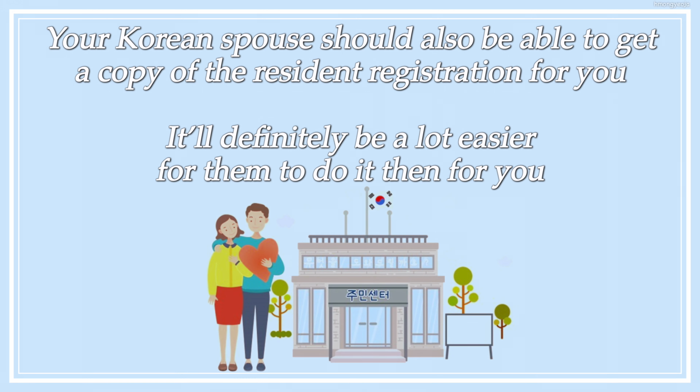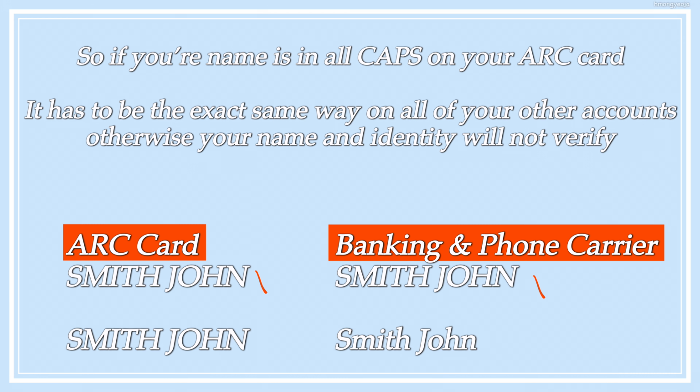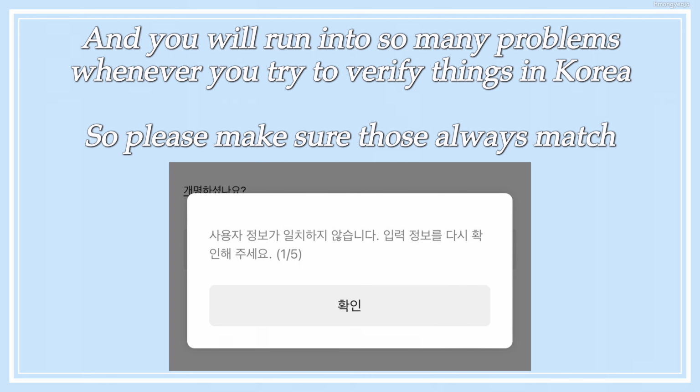Your Korean spouse should also be able to get a copy of the resident registration for you. It'll definitely be a lot easier for them to do it than for you. If you're having problems with verification, then definitely check with your bank or your phone carrier to make sure that the name that they have on your account matches exactly as how it is on your ARC card. So if your name is in all capital letters on your ARC card, it has to be the exact same way on all of your other accounts. Otherwise, your name and identity will not verify and you will run into so many problems whenever you try to verify things in Korea. So please make sure those always match.